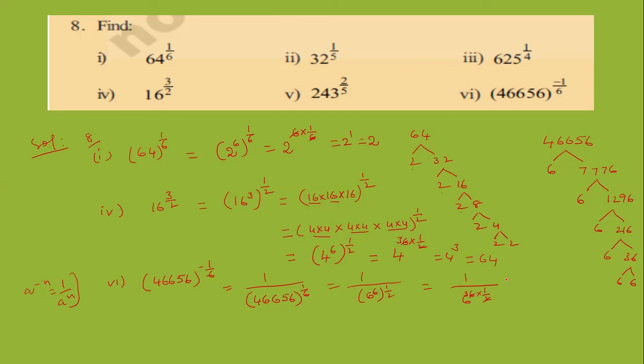Already there is 1 by 6 in the exponent place. So what you get? 6 to the power of 6 into 1 by 6, using (a to the power of m) to the power of n. Here m is 6, n is 1 by 6. Then what you get? 1 by 6 cube. 1 by 6 cube. That means 1 by 216.